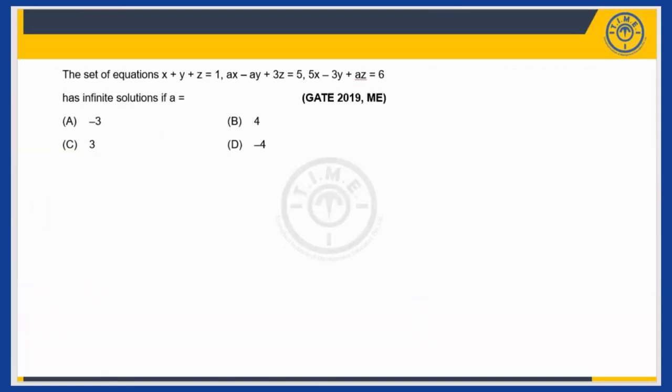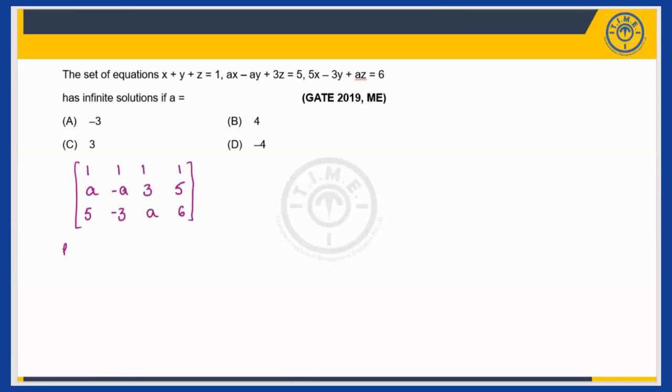Right. So there is one which was asked in 2019 for mechanical, and it was asked for 2 marks. So the system of equations has infinite solutions if A equals to. So now, as we are saying infinitely many solutions, write down the augmented matrix. So that is 1, 1, 1, 1, A, negative A, 3, 5, 5, negative 3, A, and 6.